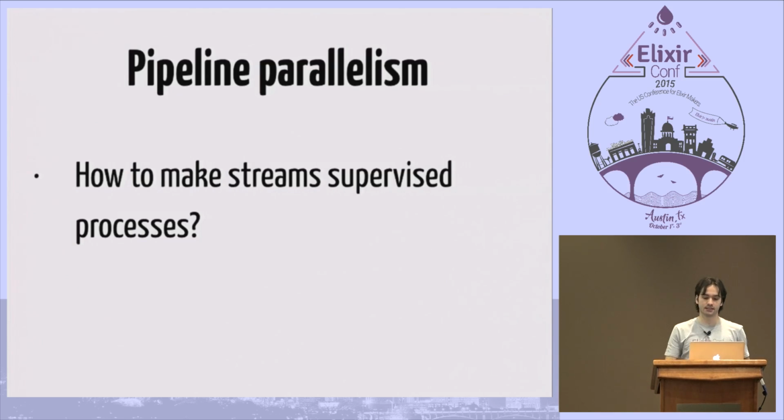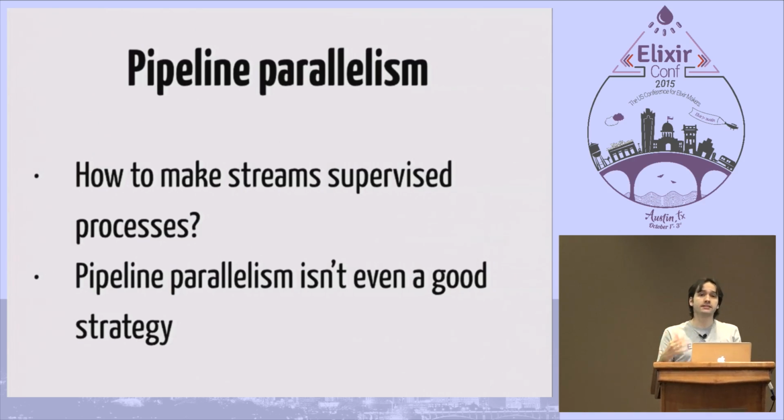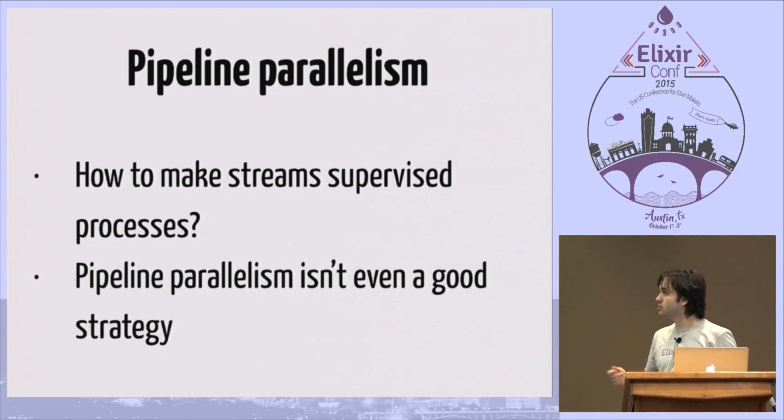And the truth is, pipeline parallelism isn't even a good strategy, because we are sending the data around. Sending the data around is expensive, and we know that every time we send a message from one process to the other, there is copying. So it's not even a good strategy, but it's a very simple strategy. We know it isn't good, but it's a good starting point to think about.